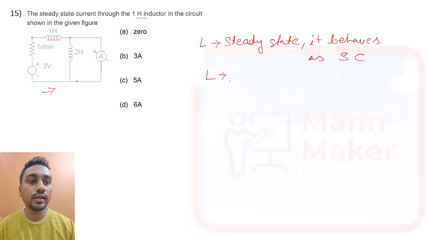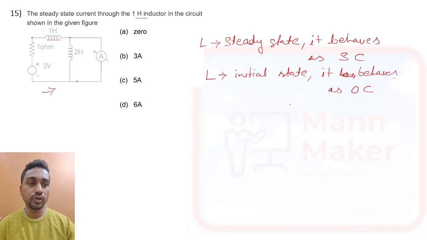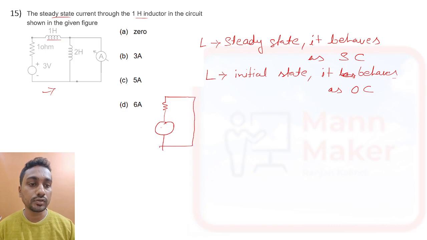Okay, and when inductor is in initial state, it behaves as open circuit. These 2 points you need to remember from the point of view of exam also. Okay, so now it will be short circuited, because it is in steady state current. So when you short this inductor, now your diagram will be like this, it will come. Okay, now this is 1 ohm, this is what, 3 volt.